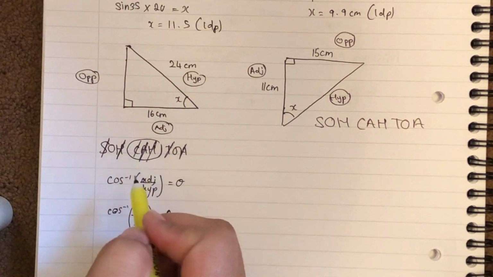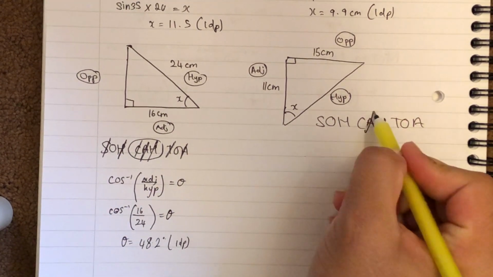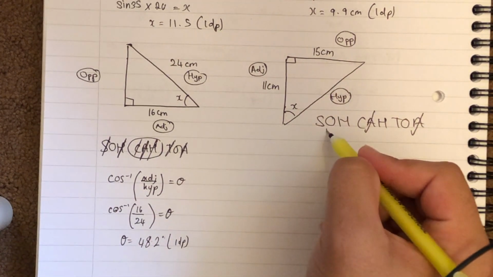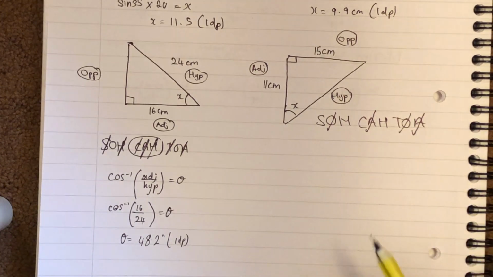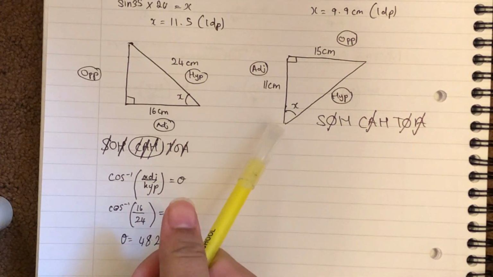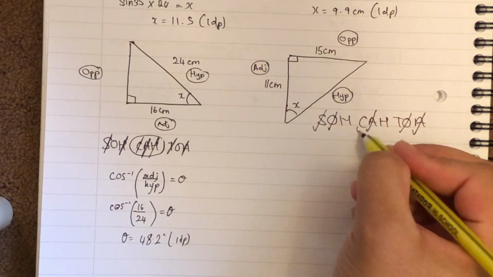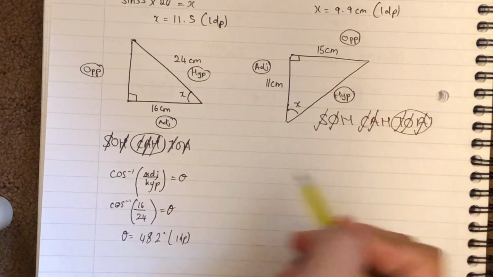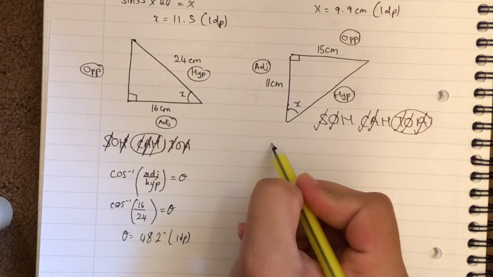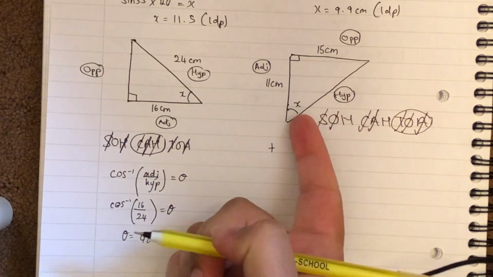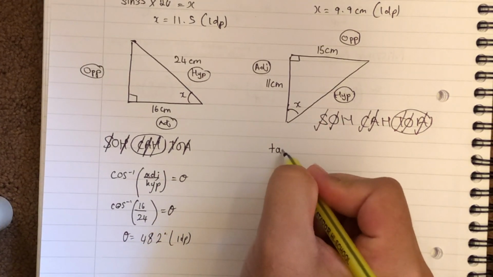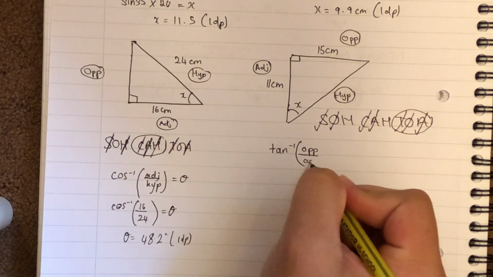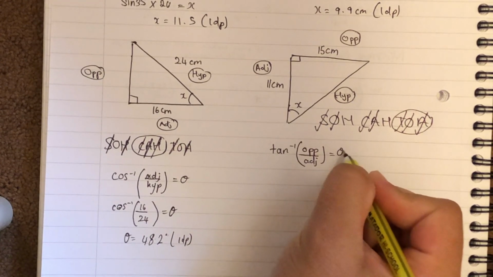Now I've been given my adjacent, so let's tick off my A's. My A's gone and my A's gone. I've been given my opposite, so let's tick off the O's. My O's gone and my O's gone. And I need to work out a missing angle, so I'm going to cross off the S, the C, and the T. Now what's been fully crossed out, I can see it's TOA. So I'm going to write down the formula for TOA when I'm working out a missing angle: tan⁻¹ of opposite over adjacent will be equal to my missing angle.